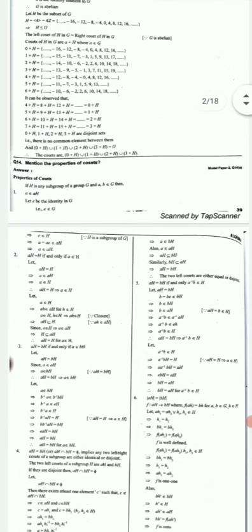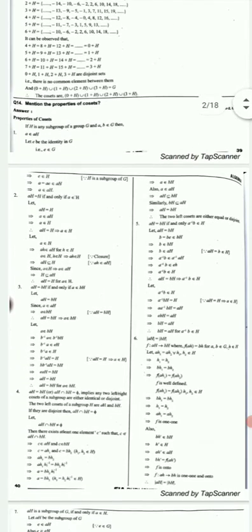Therefore a = a·e, it is a form of ah, that implies a belongs to aH. Therefore a belongs to aH. Now second property: aH equals H if and only if a belongs to H. When is this condition satisfied? aH equals H if and only if a belongs to H.